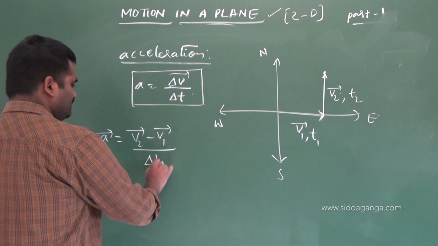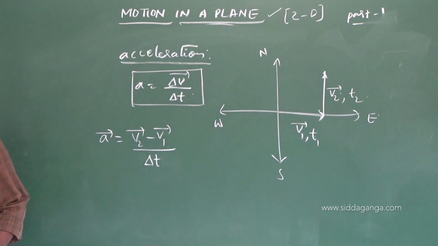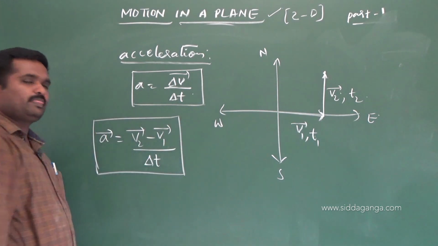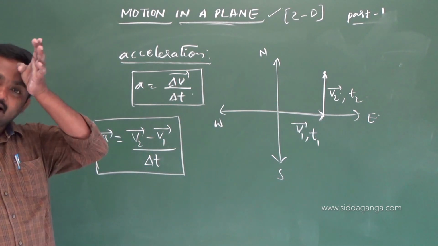or else if they are given directly delta t as the time for which this change in velocity has taken place, then directly I can write for what? Delta t. A will be equal to v2 minus v1 divided by delta t. That is how I need to write for acceleration.